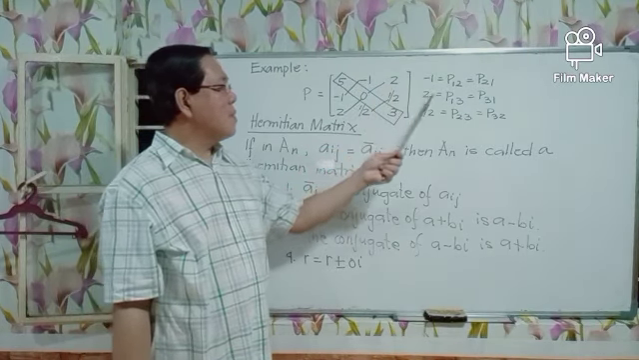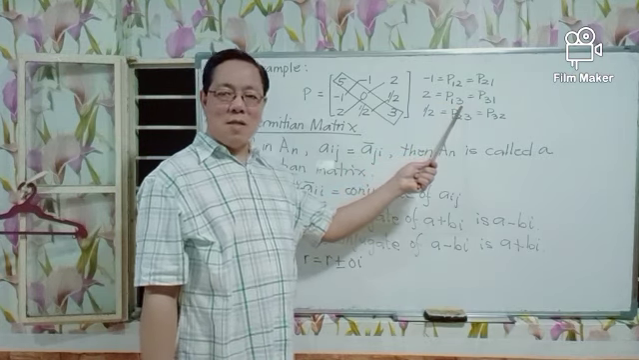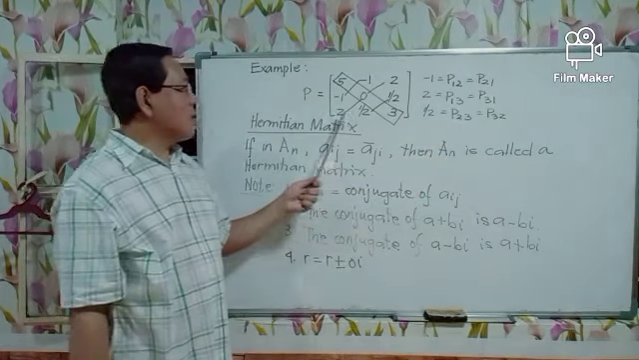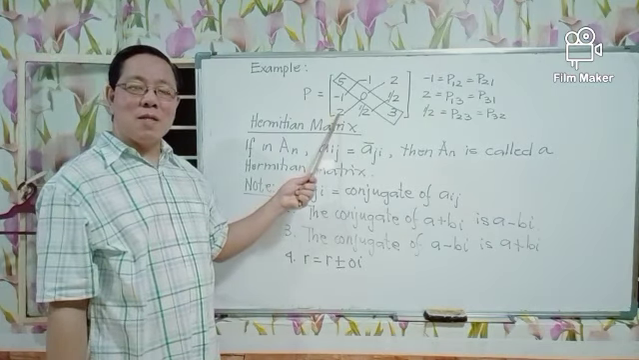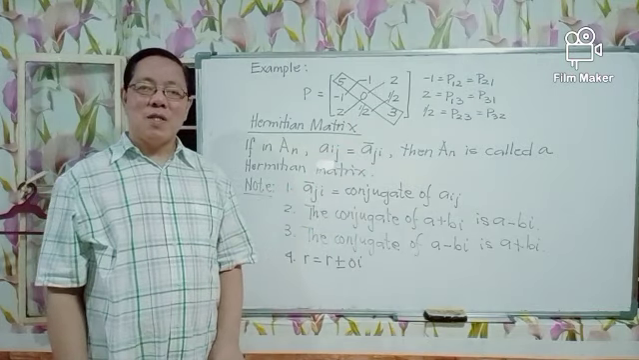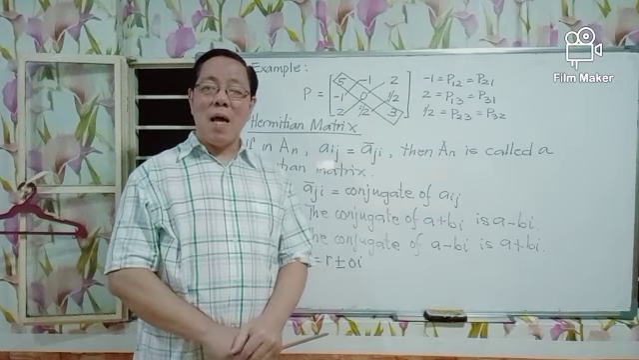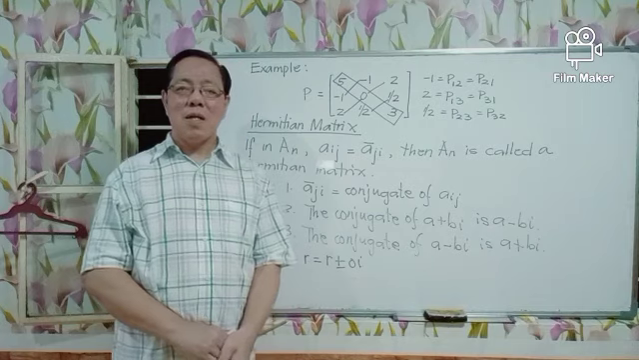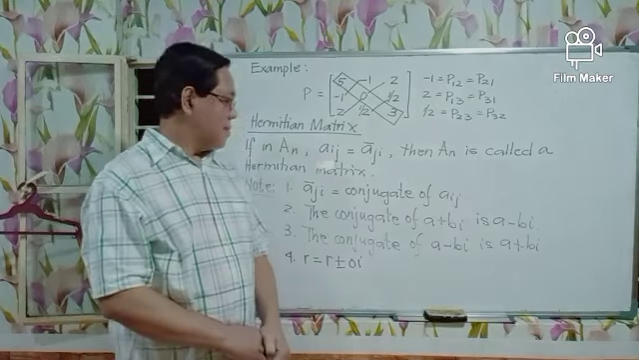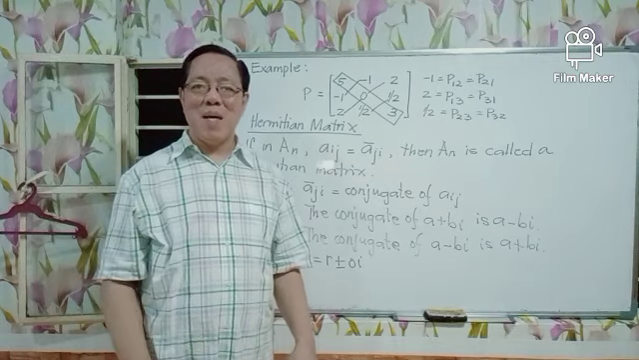And 2 here is the entry in the first row and third column, and it is equal to the conjugate of P sub 3,1. P sub 3,1 is also 2, and the conjugate of 2 is itself, and they are equal. Therefore, the symmetric matrix with entries that are real numbers is a Hermitian matrix. We now take another example of a Hermitian matrix.